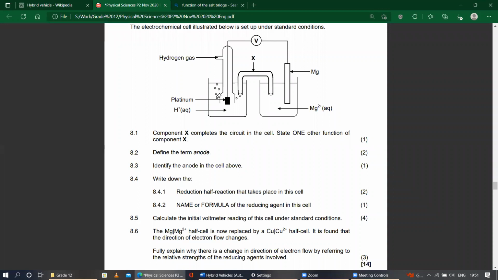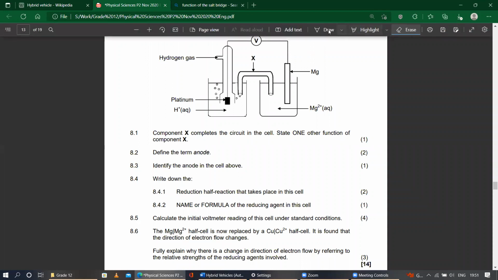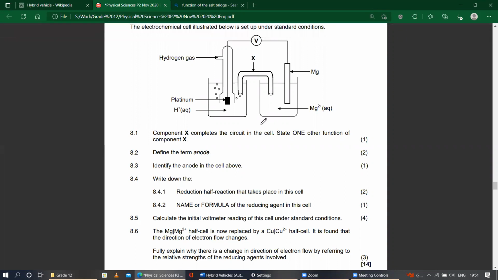In this case, we can just say the anode is the metal that is oxidized by the cathode, or let's say the metal that loses electrons to the cathode. It just depends on how you want to define it, but at the end of the day, the anode is the one that donates electrons to the cathode.